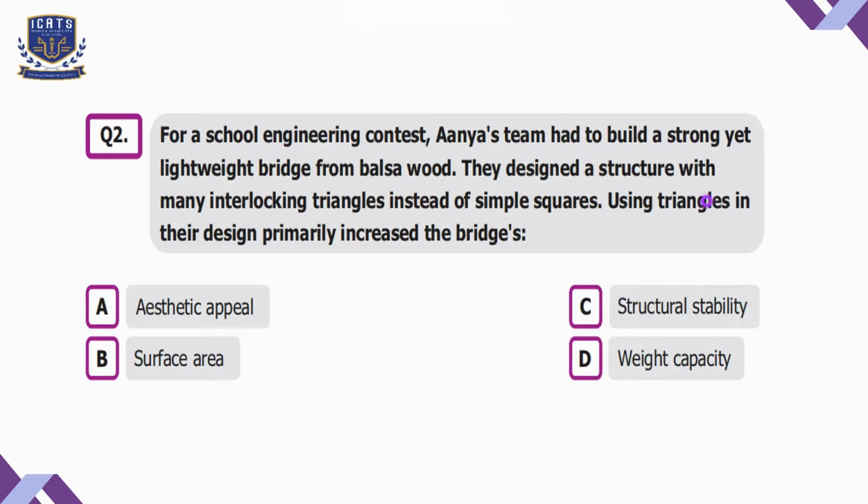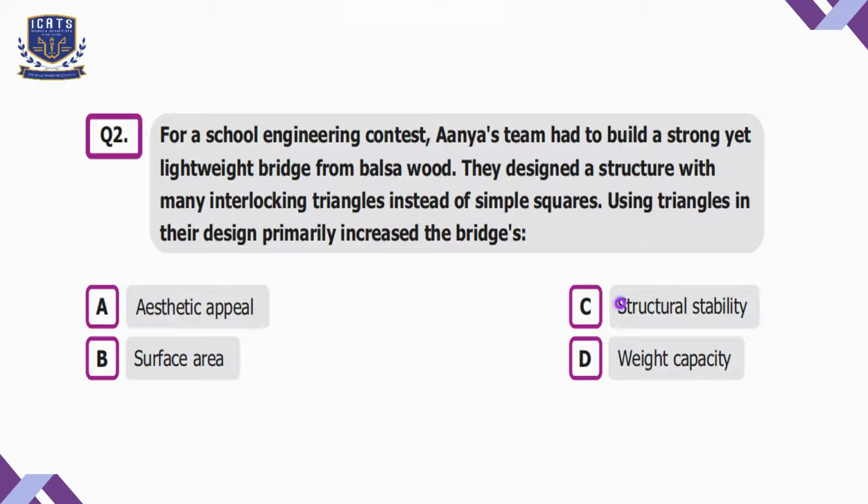Question number 2. For a school engineering contest, Anya's team had to build a strong yet lightweight bridge from balsa wood. They designed a structure with many interlocking triangles instead of simple squares. Using triangles in their design primarily increased the bridge's option A, aesthetic appeal, which is not right because that is not the main focus for engineering strength. Option B is surface area, that does not directly contribute to stability in this context. So option B cannot be chosen.